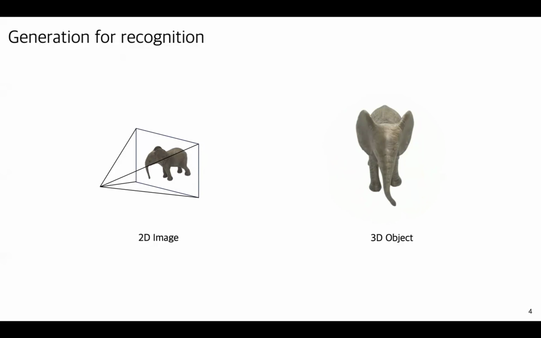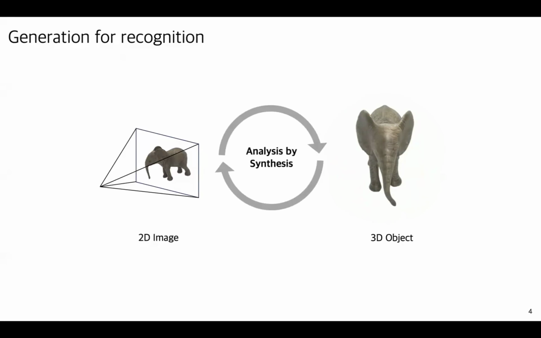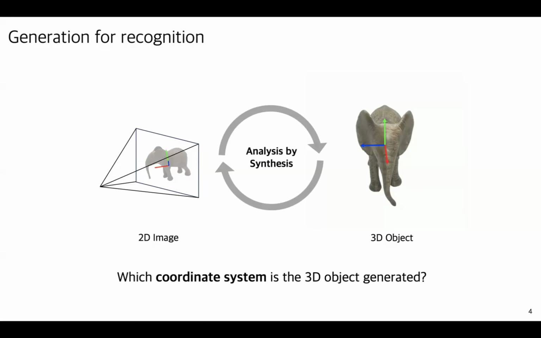And based on this imagined 3D object, we can do analysis by synthesis, right? Based on how the 2D image is generated from this single 3D object, we can analyze, for example, its camera pose. If we know how the object is posed in 3D, and then we know how the object is projected to the 2D space, then we know the orientation of the object. So in this analysis by synthesis fashion, we perform object pose estimation. But then the question is, in which coordinate system the object is generated matters in this case, right?